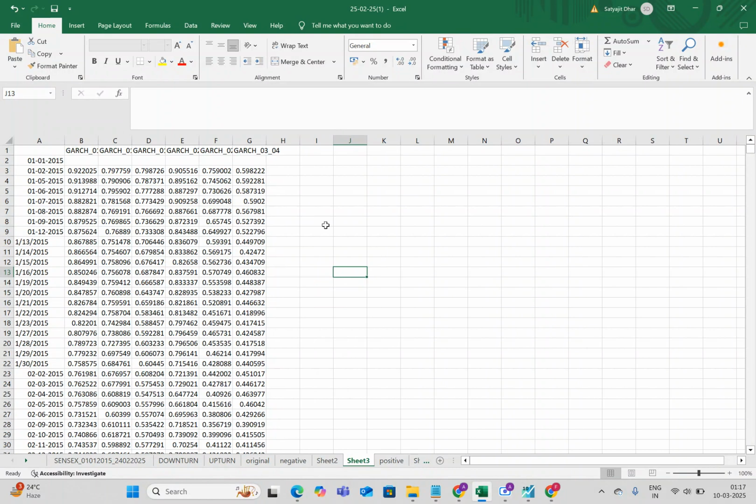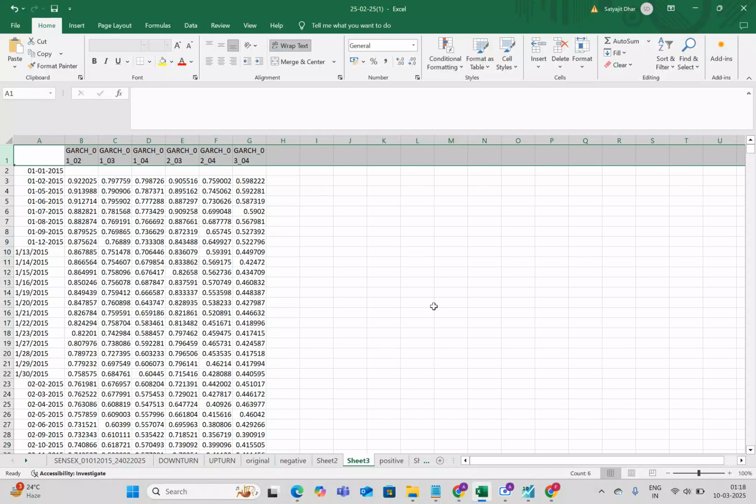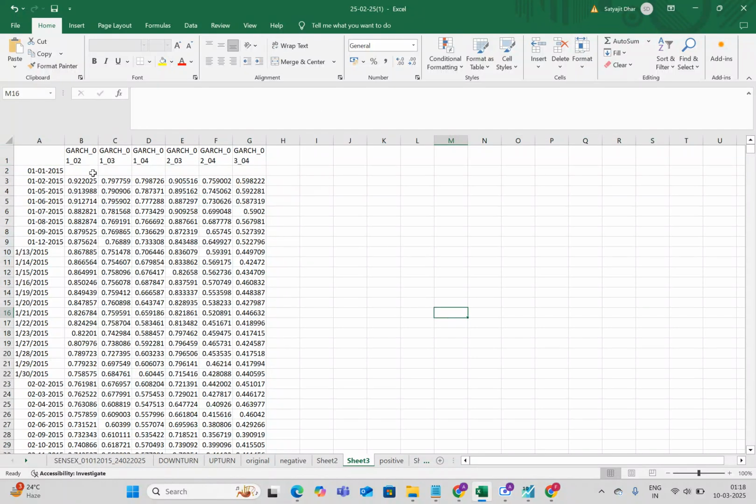Since we were trying to look at the conditional correlation between mainly the market and the indexes, we will just use B, C, and D, right? Because as we remember in my multivariate GARCH analysis, one was Sensex, two was, if I'm not wrong, PSU, three was oil, and four was FMCG. So GARCH 1 2 is the correlation between Sensex and PSU. GARCH 1 3 is the conditional correlation between Sensex and oil, and 1 4 is the correlation between Sensex and FMCG. So we are mostly interested in those three.